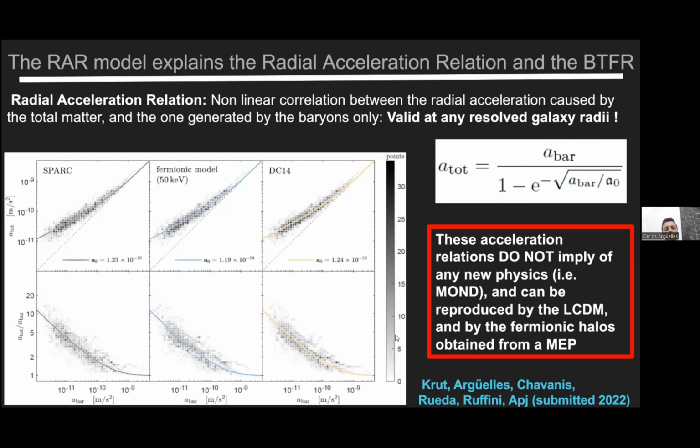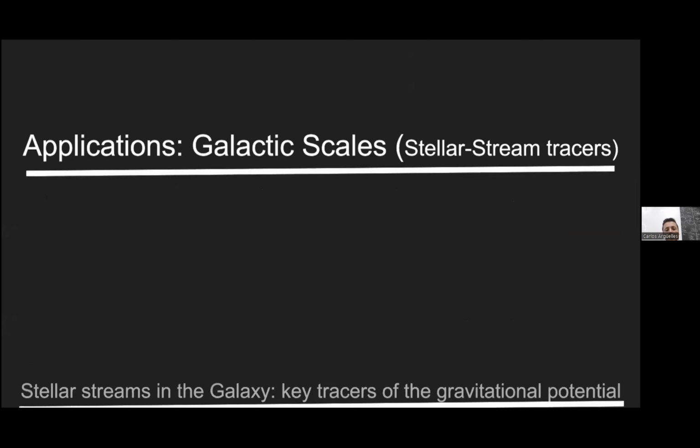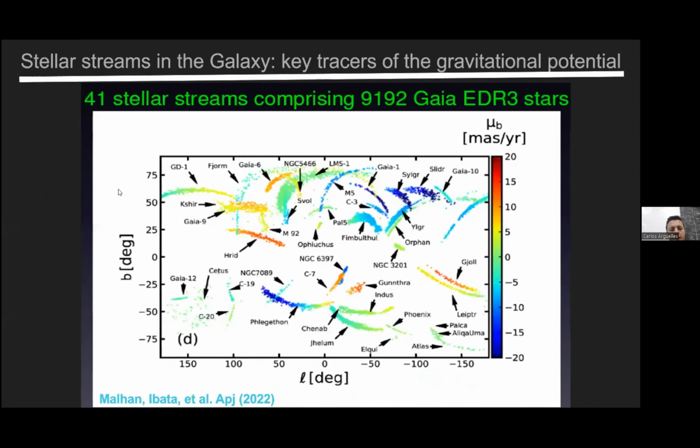Okay, I will now move to another topic. This is interesting because you can attack the problem of testing the gravitational potential of galaxies and the acceleration field with tracers independent of the rotation curves, for example, stellar streams. Stellar streams are key tracers of the gravitational potential, and in this picture I show an update of the stellar streams comprising the DR3 Gaia data release.